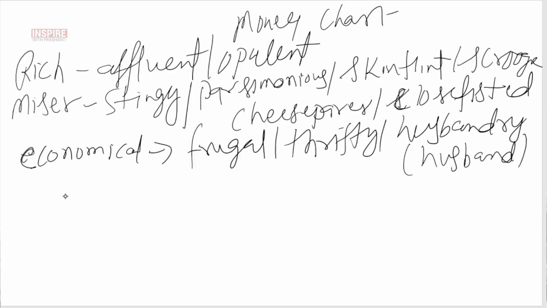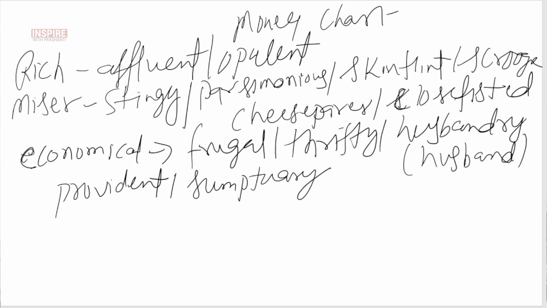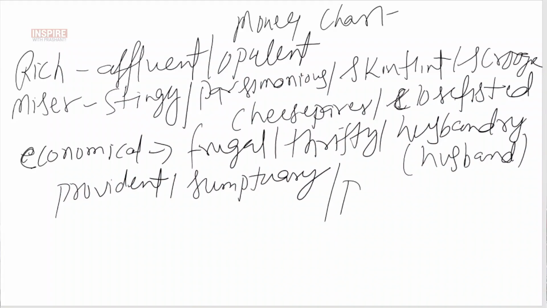Husband as a verb means to economize one's resources. Continuing with words for people who are economical: they are provident, they are sumptuary. Now I know what I mean by provident fund. Provident is being economical, money was saved. And sumptuary, and another top word for people who are economical would be prudent.